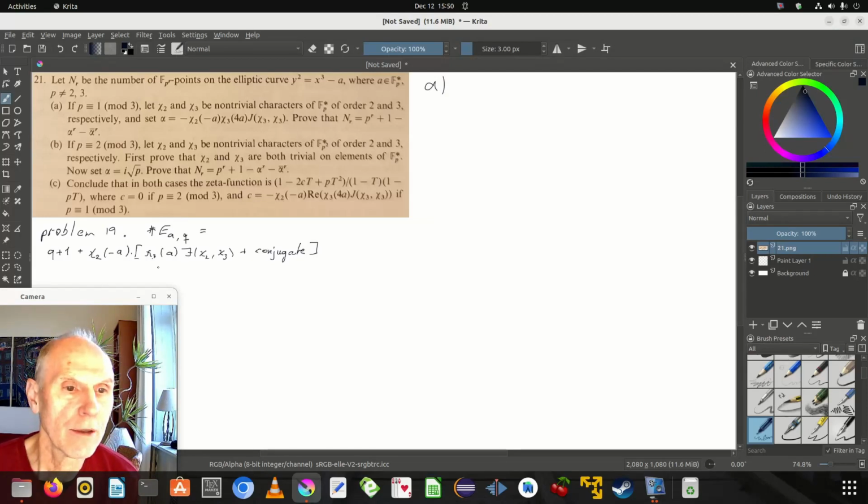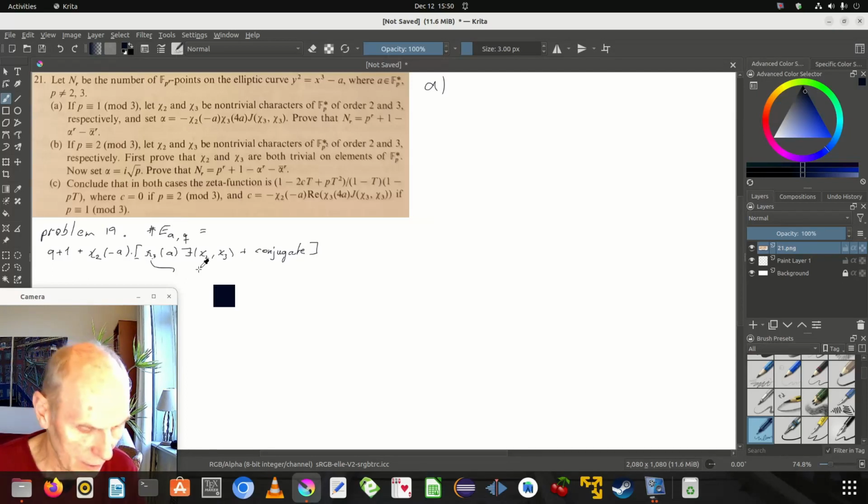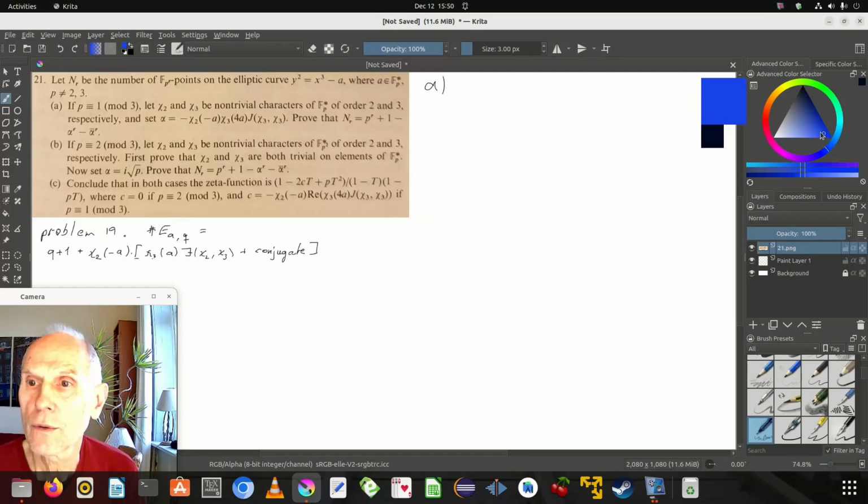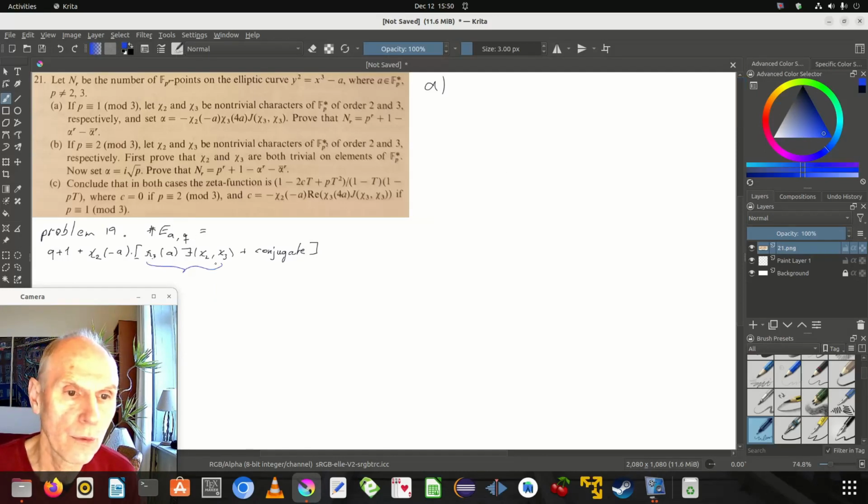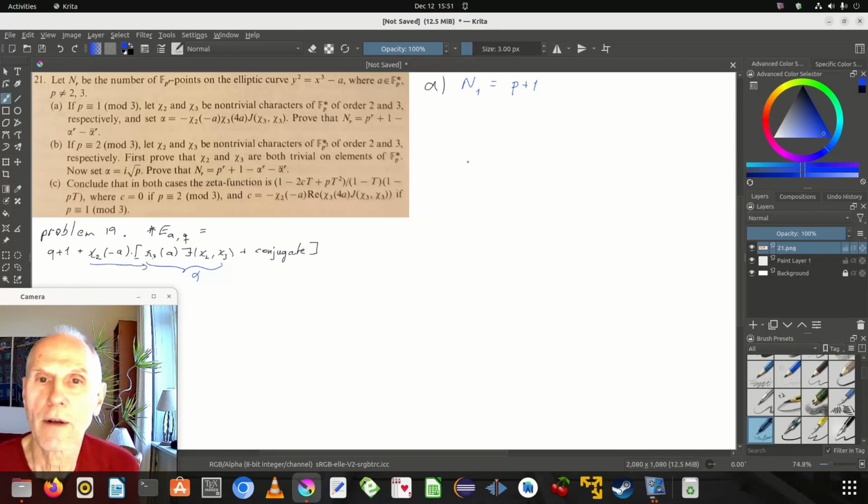So we set this, I'll take another color, to be alpha, and that means we have N_1 equals p plus 1. Oops. Alpha actually contains this as well, plus alpha bar.